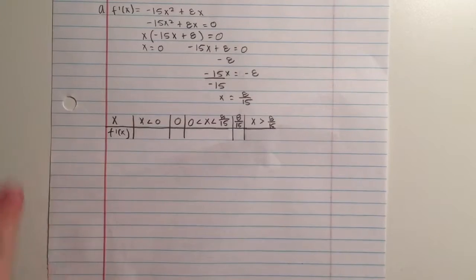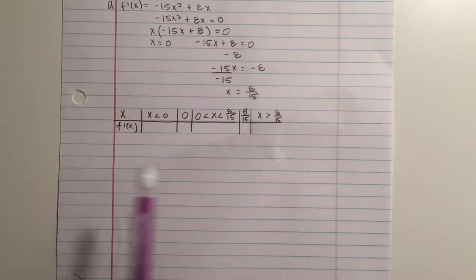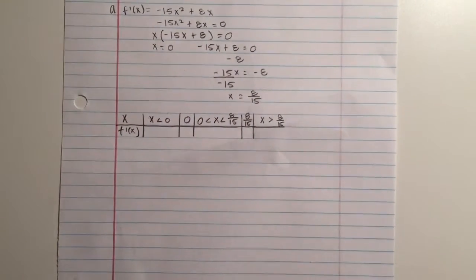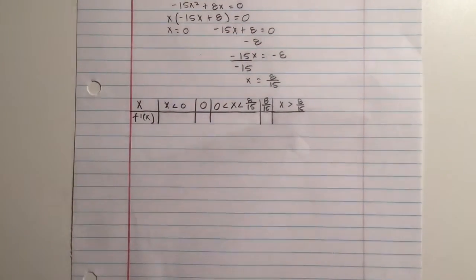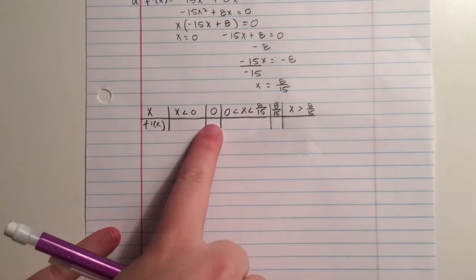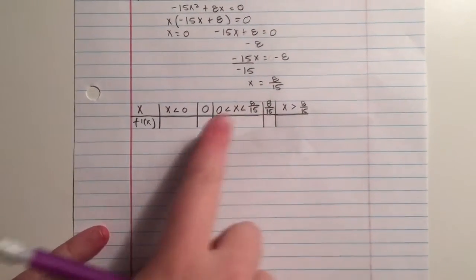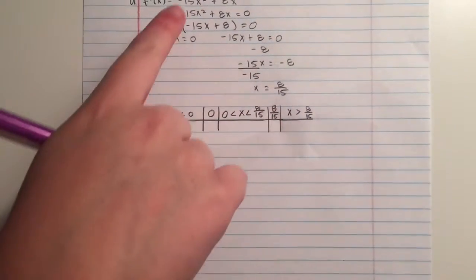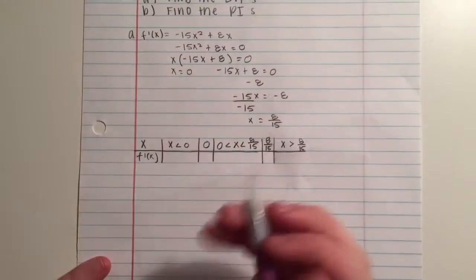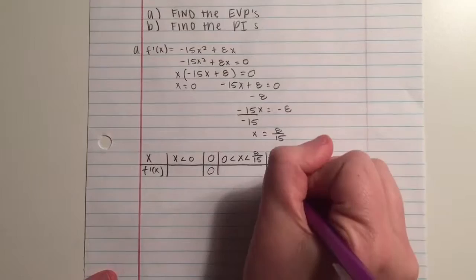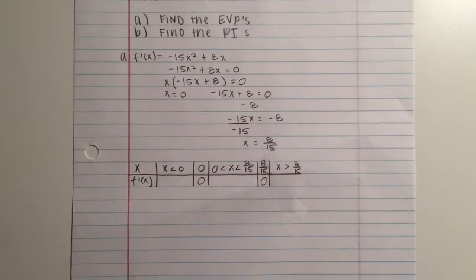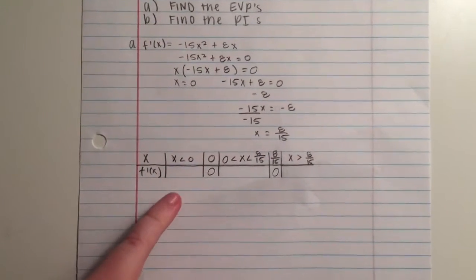Okay, so now we make a derivative sign chart so we can find our values for these two x's. It's going to look something like this, so I went ahead and did it on my own. To find your values for 0 and 8/15, you're going to plug 0 and 8/15 back into your derivative, and for 0 you're going to come up with a 0, and for 8/15 you're also going to come up with a 0.